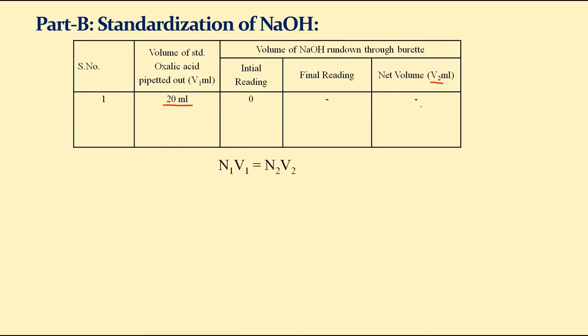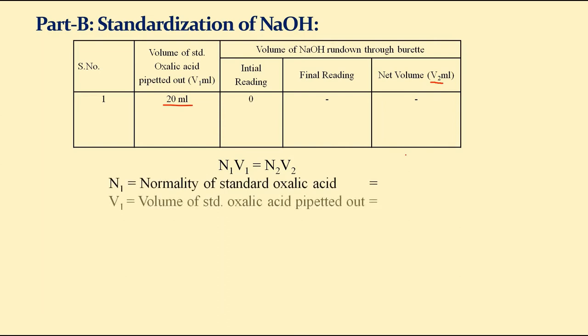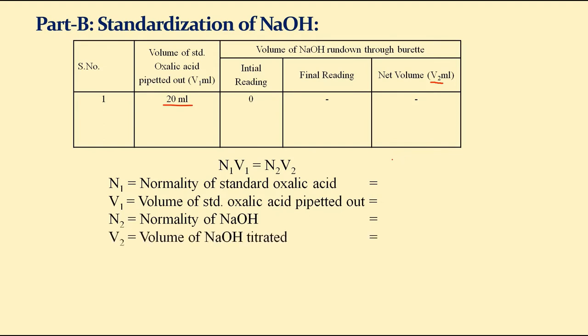And this is the calculation using the law of normality, that is the N1 V1 is equal to N2 V2 formula, where N1 is the normality of the standard oxalic acid solution, and V1 is the volume of standard oxalic acid pipetted out into the conical flask, N2 is the normality of sodium hydroxide we have to calculate now, and V2 is the volume of sodium hydroxide run down from the burette. So finally we calculate the N2 value, that is the normality of the sodium hydroxide.